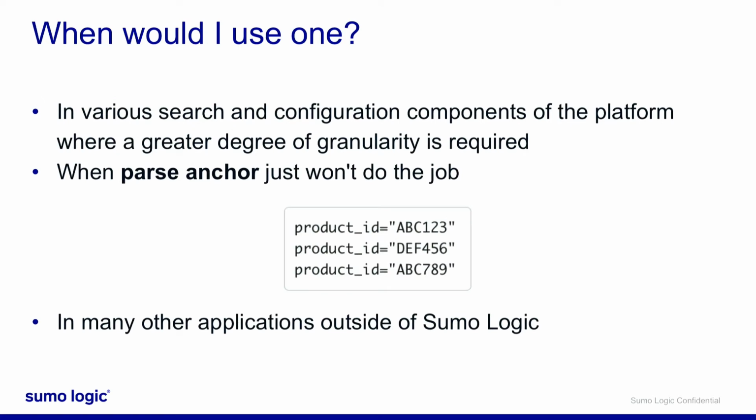When would you use one? When you need that control. When there are inherent limitations of our Parse anchor operator. Now, this is actually a good example. You can see the middle patch of text there. What if you wanted to capture the first 3 letters in the product ID? In a Parse anchor, you'd have to specify where to stop. Unfortunately, where you stop changes every single time. You could write 10 different Parse anchor rules, but this would be where regular expression would give you the degree of control that you really need to do this. And as I mentioned before, there are other applications outside of Sumo that you can use this in as well.